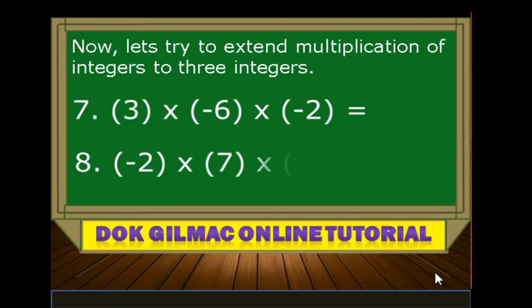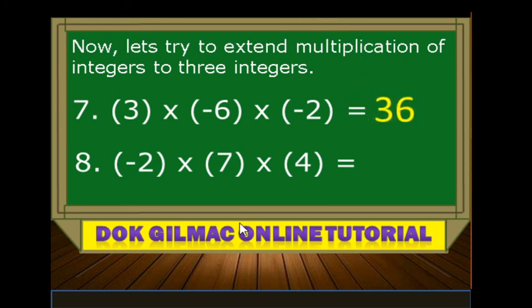Number 7, 3 times negative 6 times negative 2. These two here, negative 6 and negative 2, are both negative integers. If you multiply negative 6 by negative 2, the product is positive 12. Times 3, so we have positive 36.